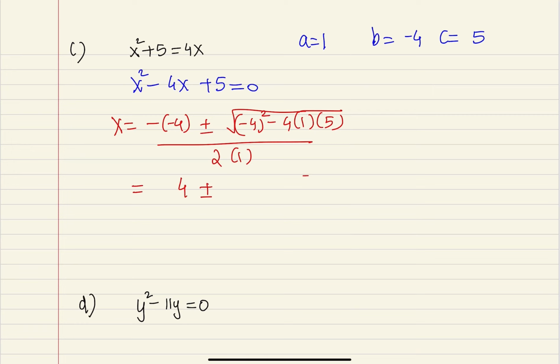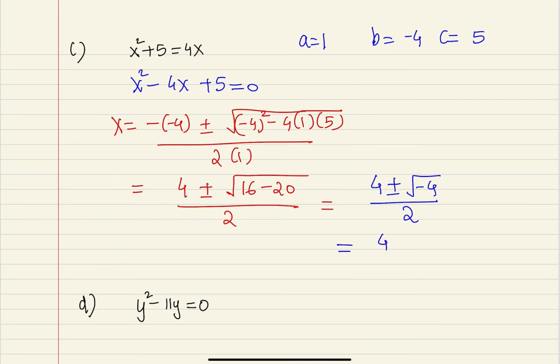Okay, so 4 plus minus square root of negative 4 squared is 16, 4 times 5 is 20, divided by 2. Looks like again I'm going to have a negative inside the square root. So 4 plus minus square root of negative 4 over 2, which turns out to be 4 plus minus 2i divided by 2. We can factor out a 2 from the numerator or write them as two separate fractions. So 2 plus minus i is going to be my two solutions here. 2 plus i and 2 minus i are my two solutions.